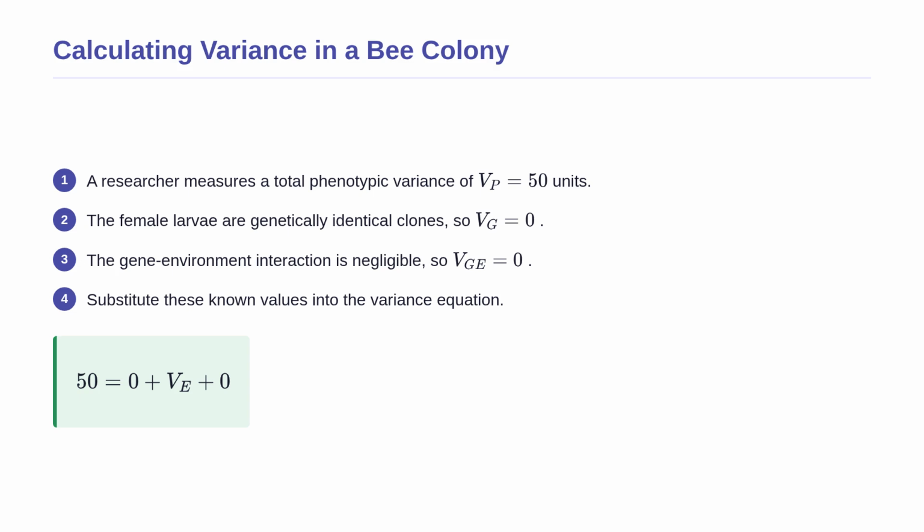Because the bees are clones, we know the genetic variance is exactly 0. We are also told the interaction term is negligible, so we set that to 0 as well. By substituting these values into our equation, we set up a simple relationship to isolate the environmental component. This setup is the crucial first step in understanding the colony's dynamics.